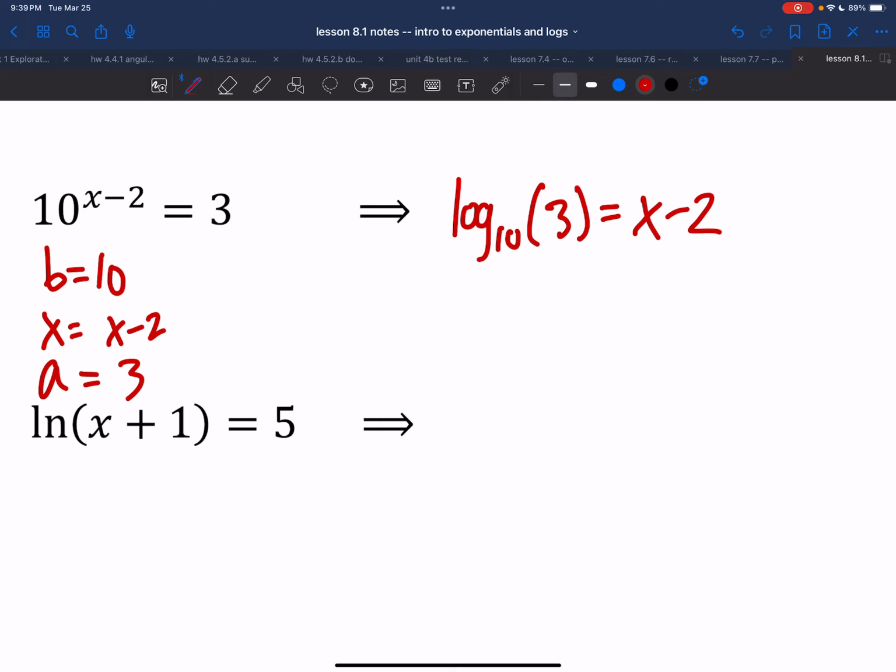It's just converting the log. And remember, with base 10, it's not required to write it. So technically, we can just say log 3 equals x minus 2. That's what we would typically write. But you can put the 10 if you want, okay?